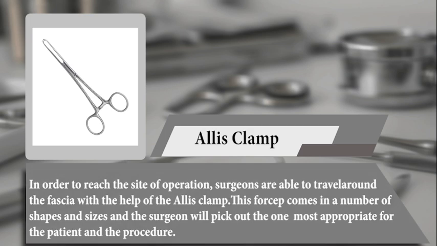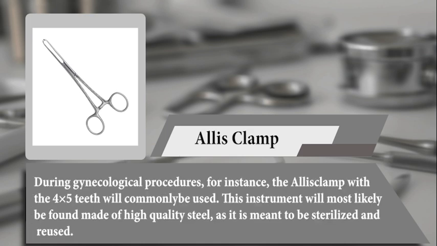In order to reach the site of operation, surgeons are able to travel around the fascia with the help of the Alice clamp. This forceps comes in a number of shapes and sizes, and the surgeon will pick out the one most appropriate for the patient and the procedure. During gynecological procedures, for instance, the Alice clamp with the 4x5 teeth will commonly be used. This instrument will most likely be found made of high-quality steel, as it is meant to be sterilized and reused.